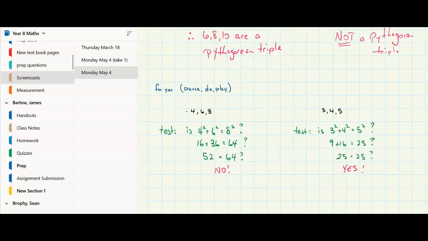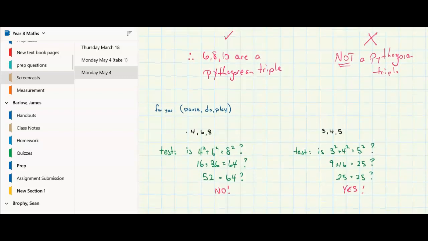Okay, pause. Right, how'd you go? I got no for 4, 6, 8, because 16 plus 36, I got 52 for the sum of the two smaller sides squared, and 64 for the largest, the hypotenuse squared. They're not equal. That is not a Pythagorean triple. Can't make a right angle triangle out of it. 3, 4, 5, however, 3 squared plus 4 squared, the smaller sides, 9 plus 16, 25. Square the hypotenuse, get the same number. 25 equals 25. This is a Pythagorean triple, ladies and gentlemen.